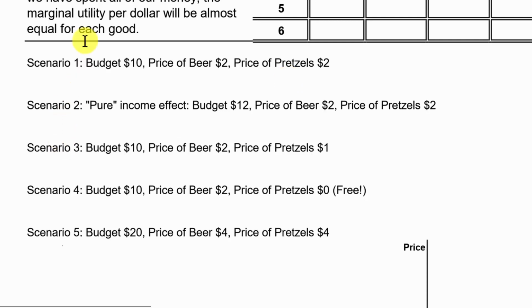Scenario 1, budget is $10. The price of beer is $2. The price of pretzels is also $2. Now what's this budget line going to look like? Let's find the 2 extreme ends of the budget line. If we spend all $10 on beer, we could buy 5, right? $10 divided by $2 means we could buy 5 of them. And the same thing with pretzels: $10 divided by $2, we could afford 5 pretzels if we spent all of our money on pretzels. If we connect all the points in between, we'll see what the budget line looks like.